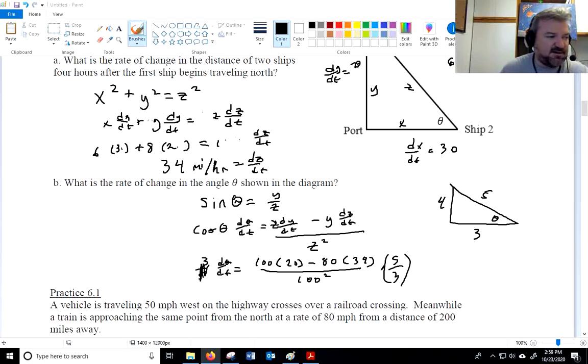So it turns out to be negative 0.12. So that's what, negative 12 over 100, something like that. Negative 6 over 50, or negative 3 over 25.